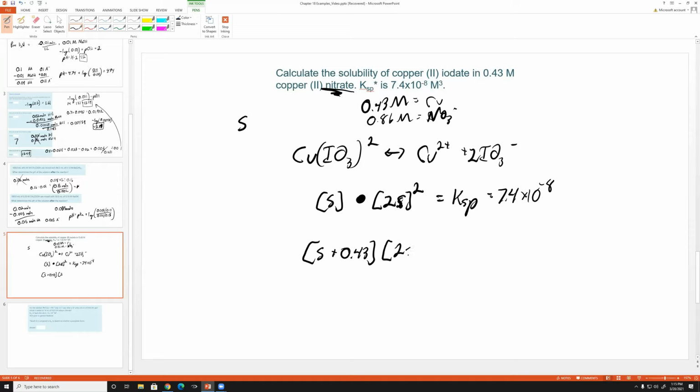And you can see adding this 0.43 is going to decrease S. That's the goal of the common ion effect. We have a baseline solubility for copper(II) iodate. Since we're adding more copper, the equilibrium will shift more towards the left, as Le Chatelier's principle suggests, which dictates the common ion effect as well. We're adding more of this to move the equilibrium in the precipitation direction. And this is going to equal our Ksp. Then we can solve for S, which is around 3 times 10 to the negative 4th molarity.